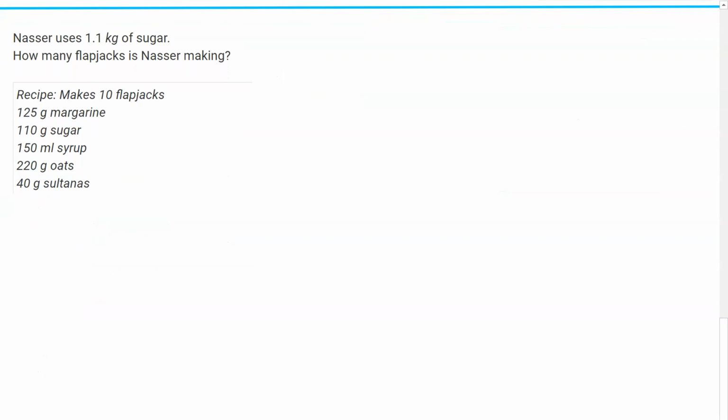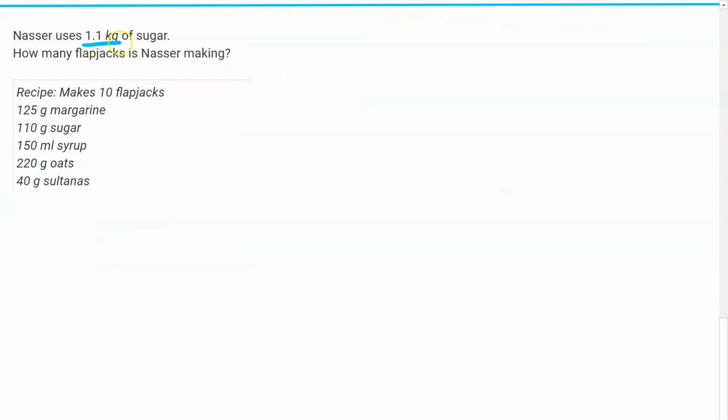And then my very last one, we've got 1.1 kilos of sugar. So 1.1 kilos is 1,100 grams. So how am I going to turn 110 into 1,100? I'm going to multiply it by 10 because effectively all I've done is put an extra 0 on the end.